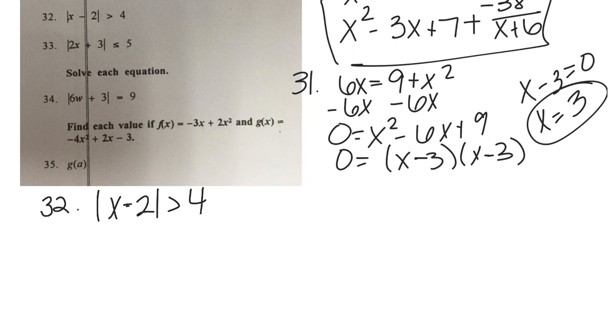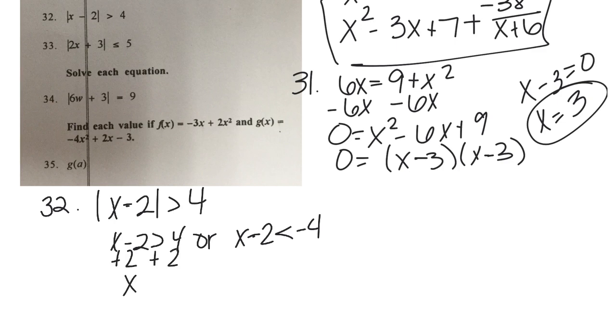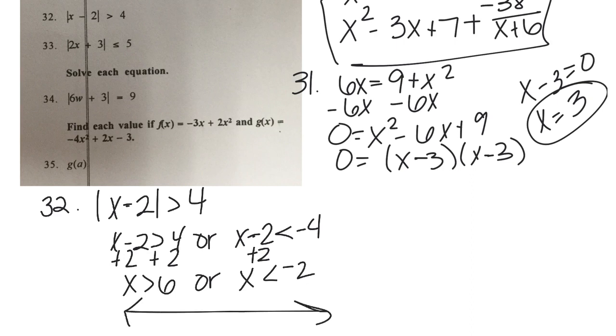Greater than is an or, so I want x minus 2 greater than 4, or x minus 2 less than negative 4. Add 2, x is greater than 6, or x is less than negative 2. On the number line, negative 2, open circle, less than; 6, open circle, greater than.